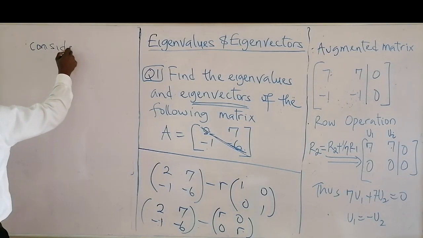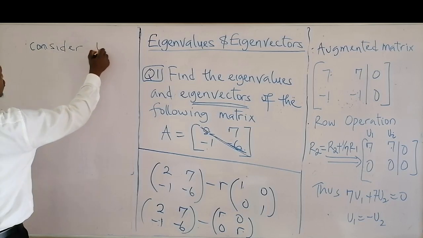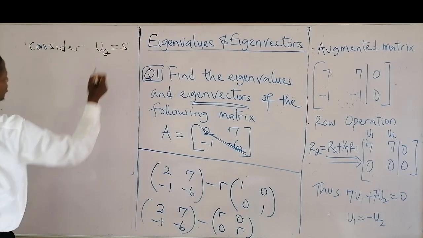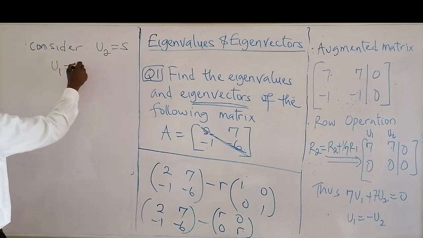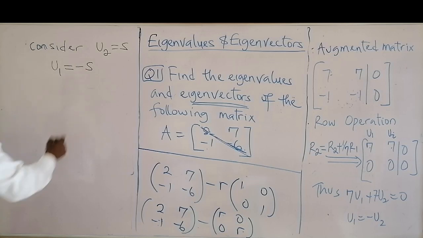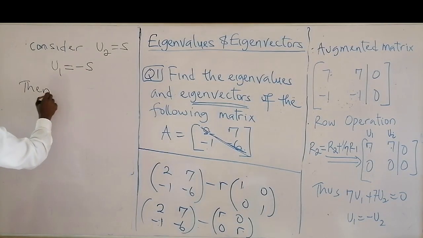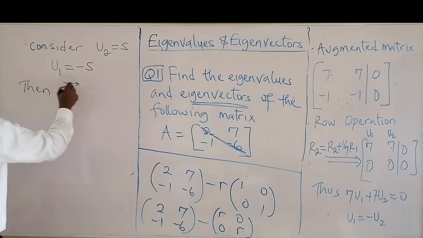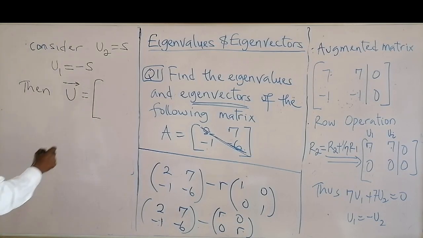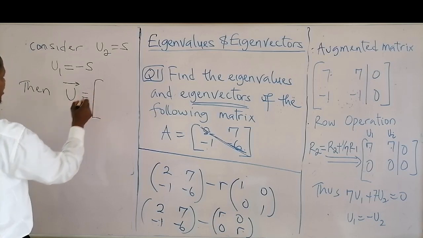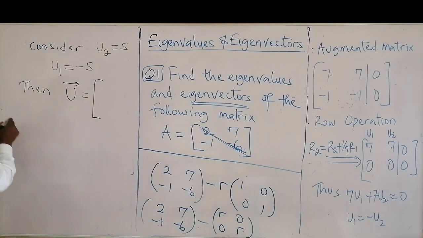Okay, then consider u2 as x. Consider u2 as x. So that means u1 is equal to what? Minus x. Then the eigenvector is this. Now the u1 is what? Don't forget this vector.